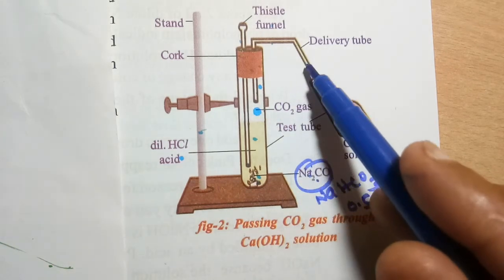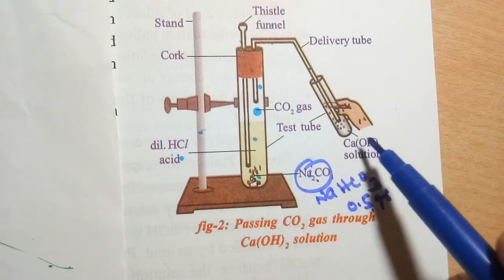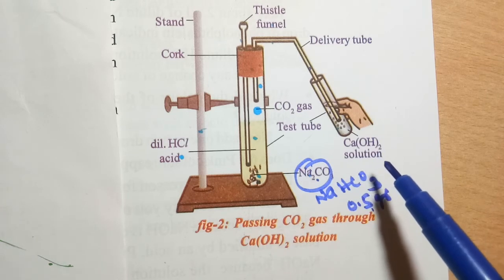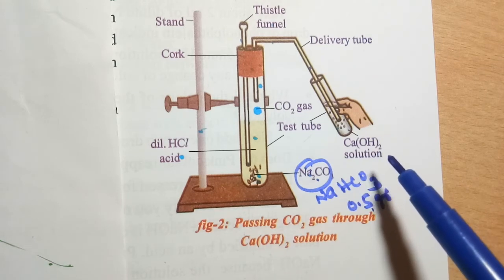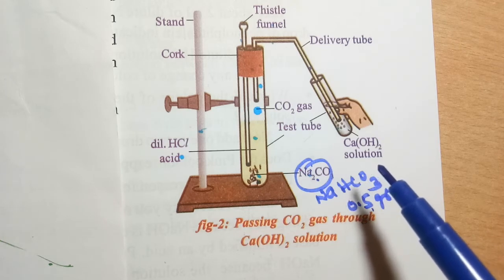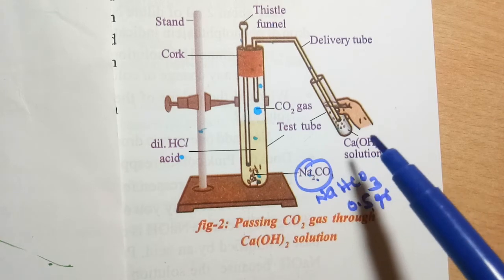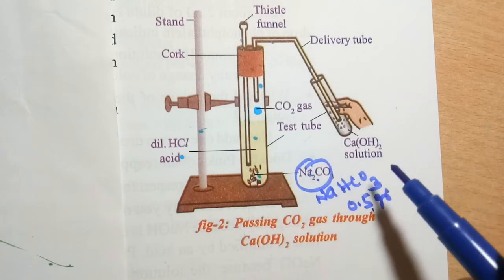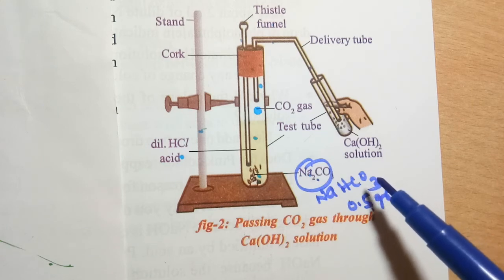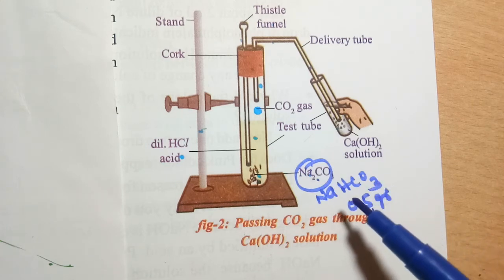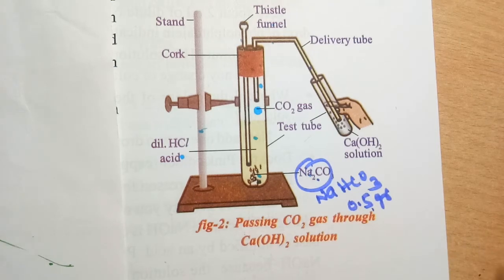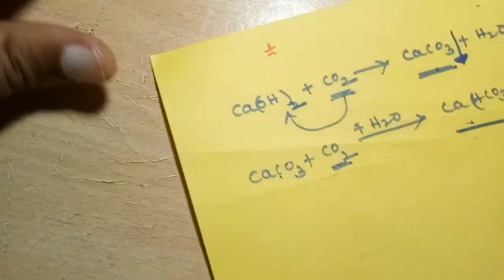Here the gas which is released through the delivery tube also turns the lime water milky white. From this what can we conclude? Which gas turns lime water milky white? Only carbon dioxide can turn lime water milky white, so we understand that the gas released in this experiment is carbon dioxide gas. From this we can conclude that metal carbonates as well as metal hydrogen carbonates react with acids and release carbon dioxide gas. Which chemical reactions take place in that process?